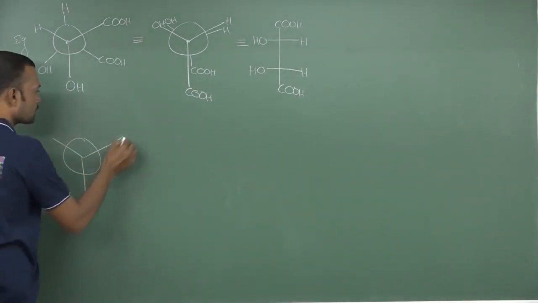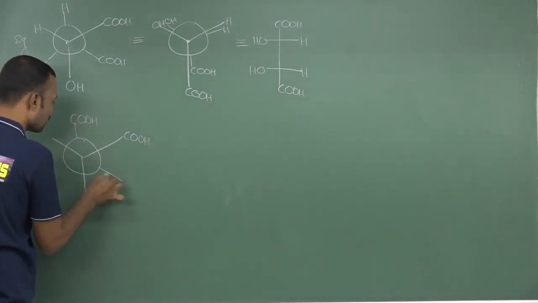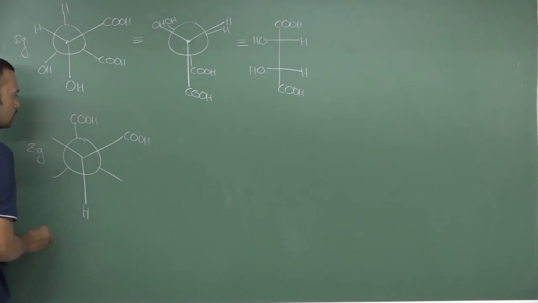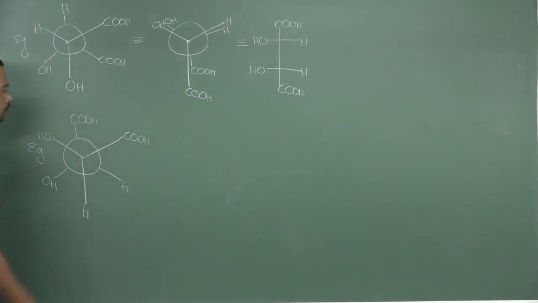So I would like to write carboxylic acid over here. Next, carboxylic acid is over here. Now here hydrogen, and this is OH. This is OH, and here hydrogen.